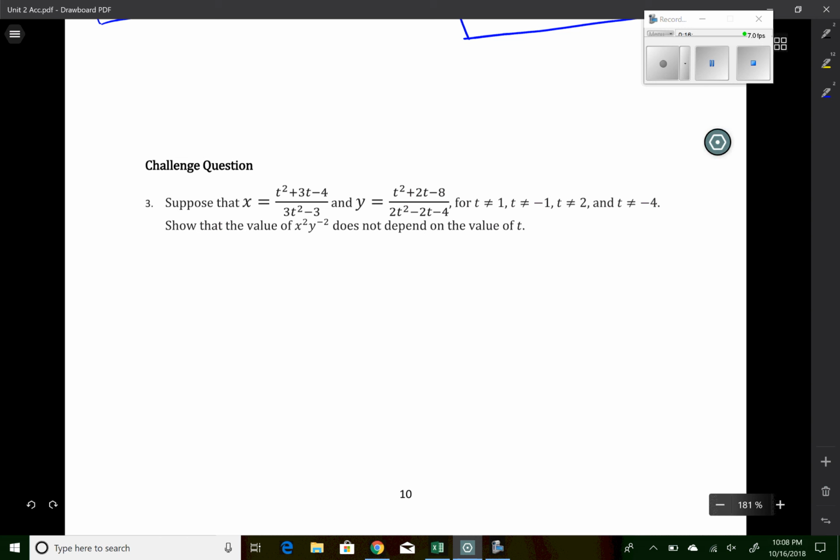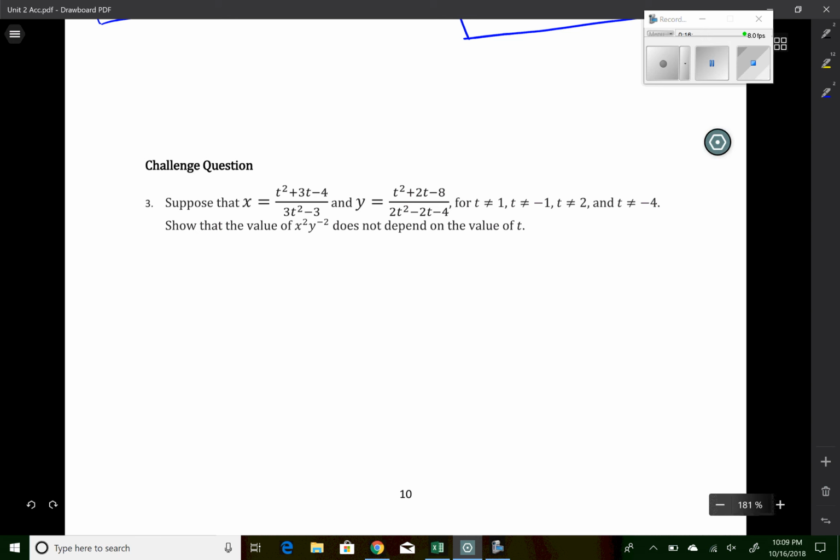Challenge question says, suppose that x is equal to this expression and y is equal to this expression, and all of these values make it undefined. Show that the value of x squared times y to the negative 2 does not depend on the value of t. What does that mean? So if I was to take this expression and square it, and this expression and flip it and square it, would the value of t matter? Now what that means is, when you simplify it, is the value of t left in the denominator?